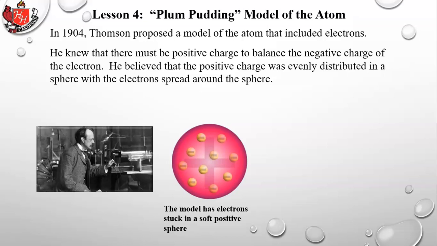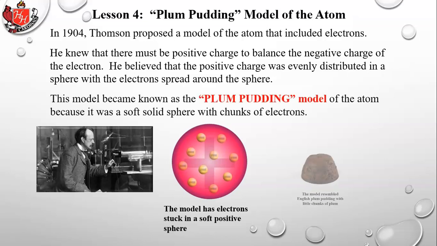He didn't know about protons, these single little particles called protons, so he just assumed it was a big positively charged sphere, and that the electrons, think of it like Jello almost, were stuck inside of it, just like raisins in Jello or chocolate chips in Jello or whatever you like to stick in Jello. The model has electrons stuck in a soft positive sphere.